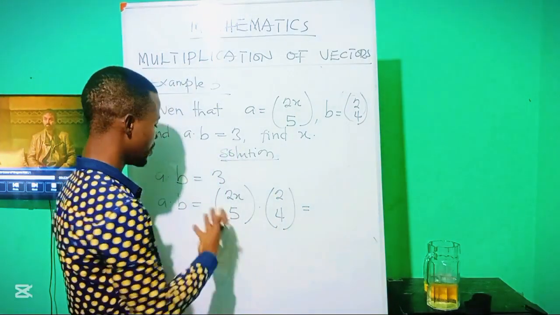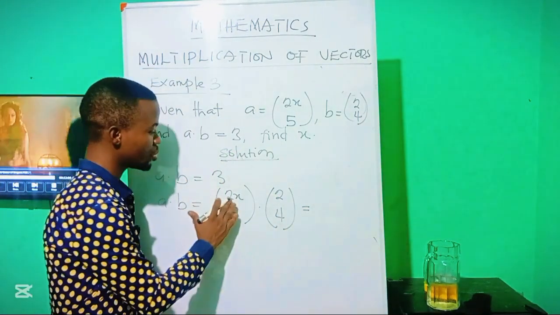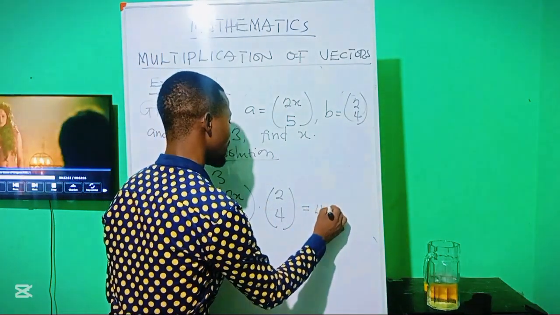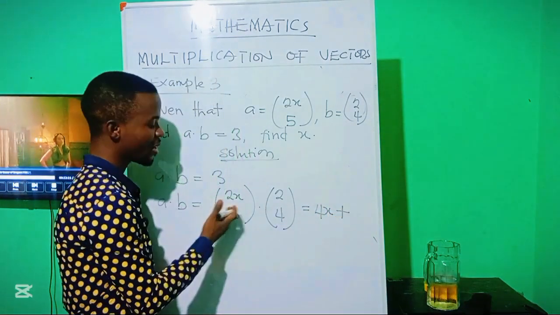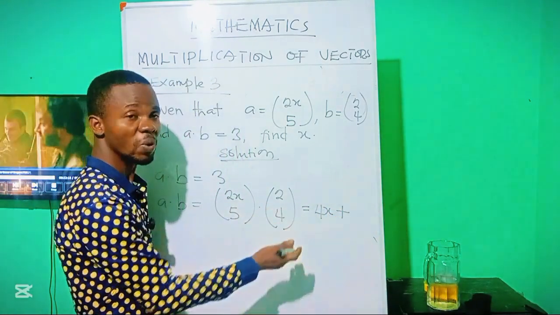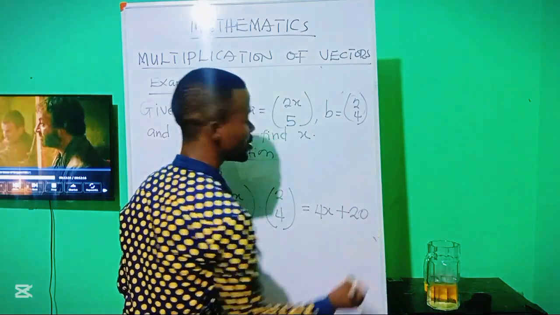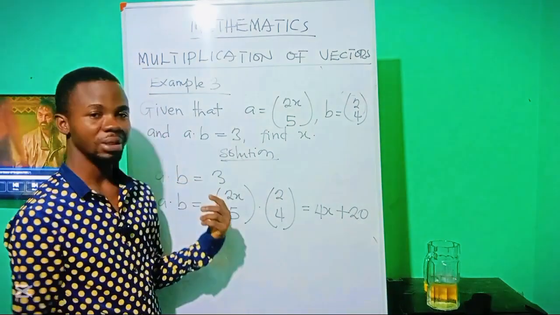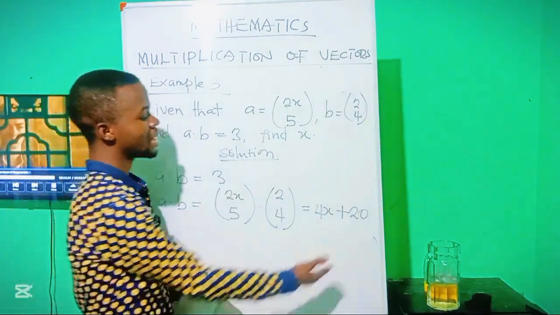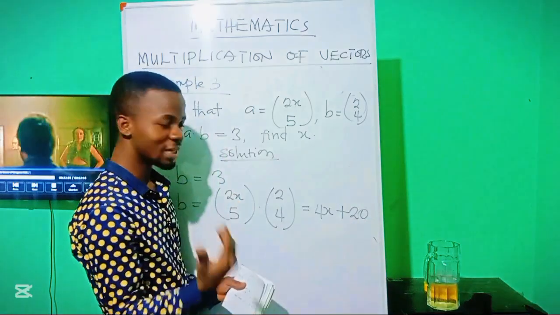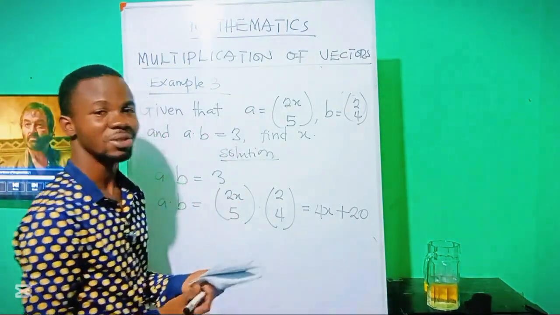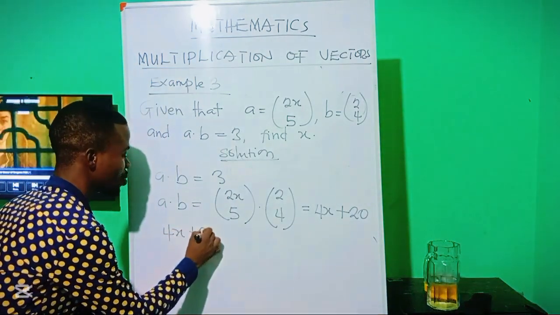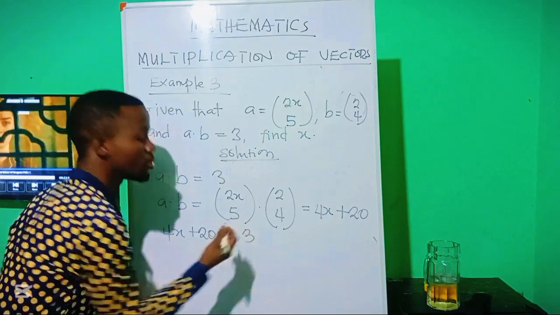We know that when you multiply a by b, it will be 2x by 2. So 2x by 2 will give you what? 4x plus 5 by 4. 5 by 4 will give you what? 20. But we've been told that our a dot b is equal to 3, which means that the answer you get here, you equate that answer to 3. So you have 4x plus 20 giving you 3.